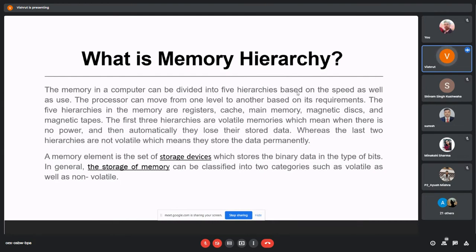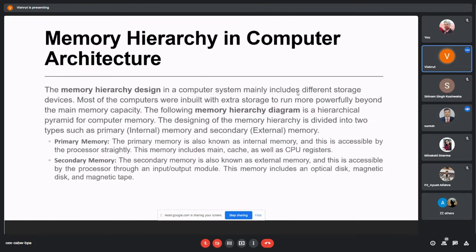The first 3 hierarchies are volatile memories, which means that when there is no power they automatically lose their stored data, whereas the last 2 hierarchies are non-volatile, which means they store the data permanently. A memory element is the set of storage devices which store the binary data in the form of bits. In general, the storage of memory can be classified into 2 categories, volatile as well as non-volatile.